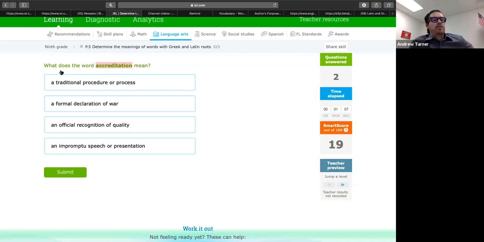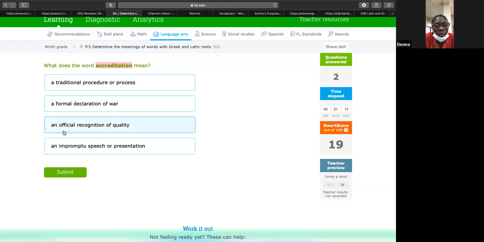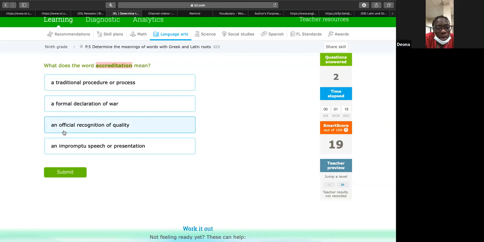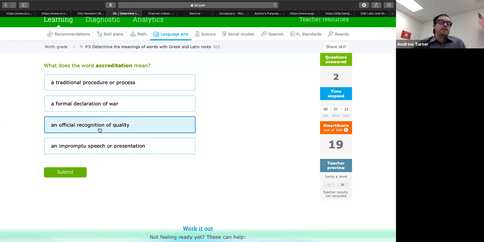Accreditation. What does accreditation mean? A traditional procedure, a process, a formal declaration of war, official recognition of quality, an impromptu speech or presentation. The third one. Another way to think of this is your accreditation. So our college here has a certain accreditation for the different tech programs that we provide. That's recognizing the quality and that you can basically get a job when you're done here.